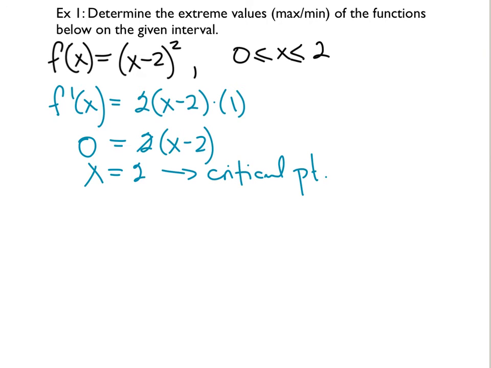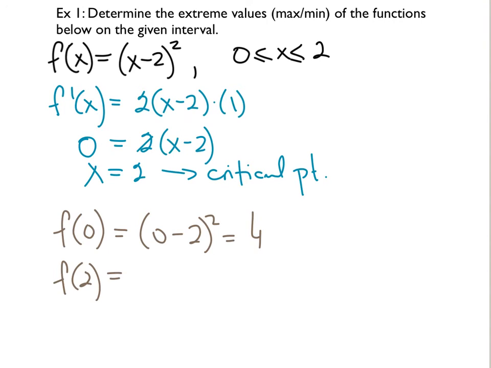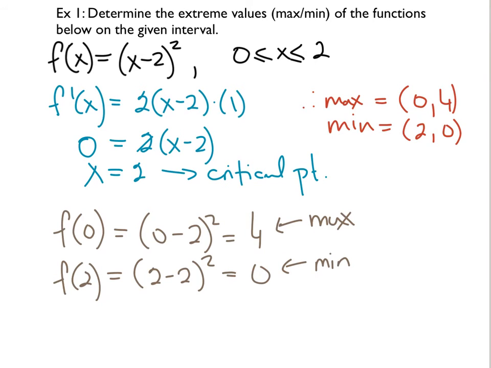So now we want to evaluate our y points at 0. So that's going to be 0 minus 2 squared, which is 4. And obviously at 2, because it's an endpoint and a critical point. So let's check that out, and we're going to get 2 minus 2 squared, which is just 0. And so this is obviously going to be our max, and this is going to be our min. So we're just given two values here, so we can say that our max is at x equals 0, and our min is at x equals 2.